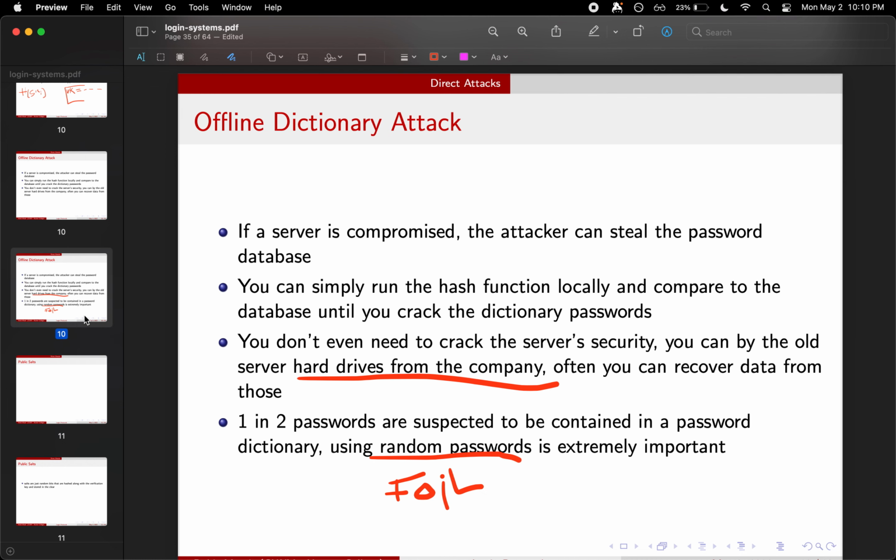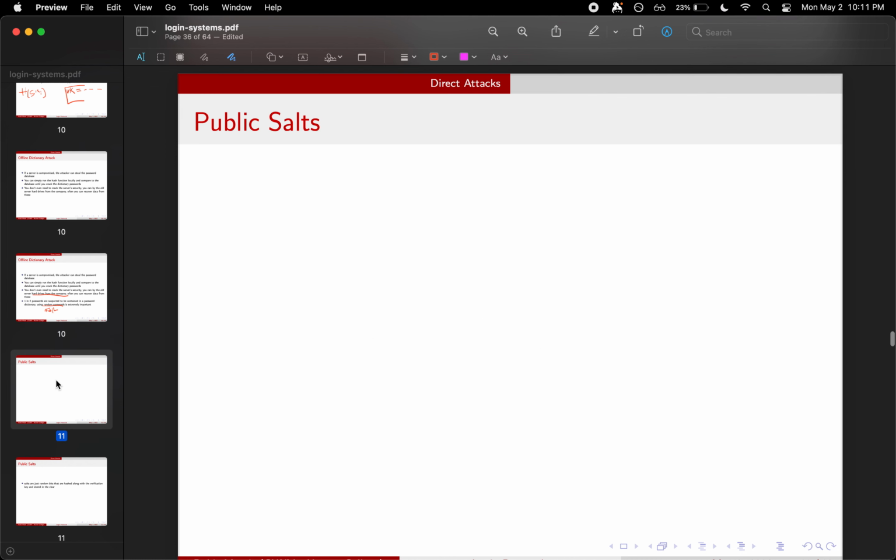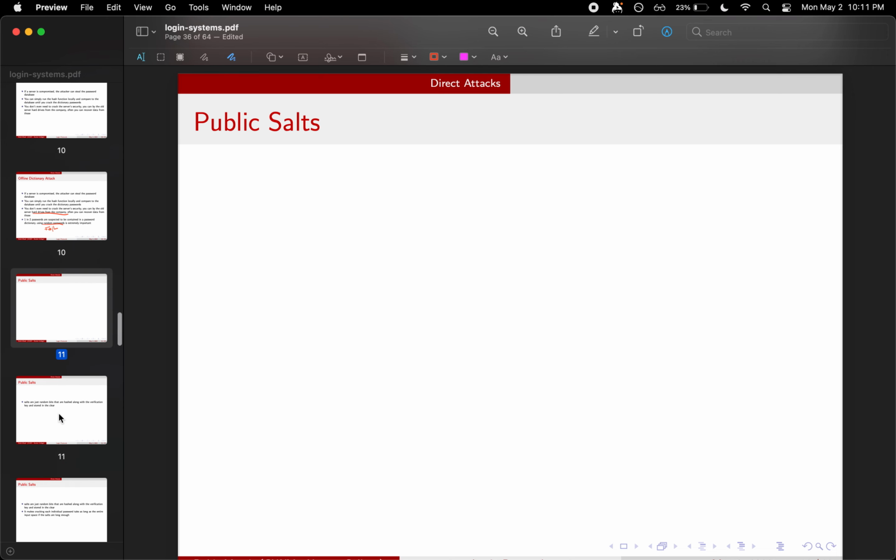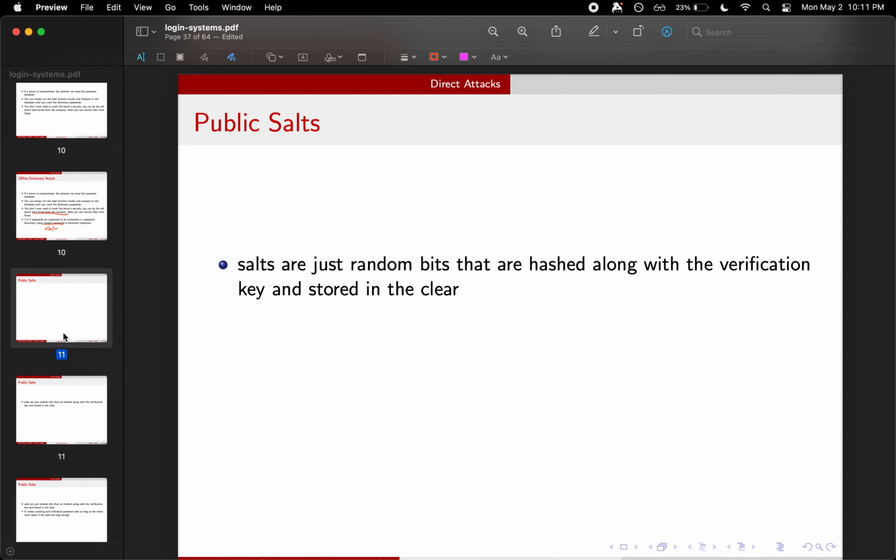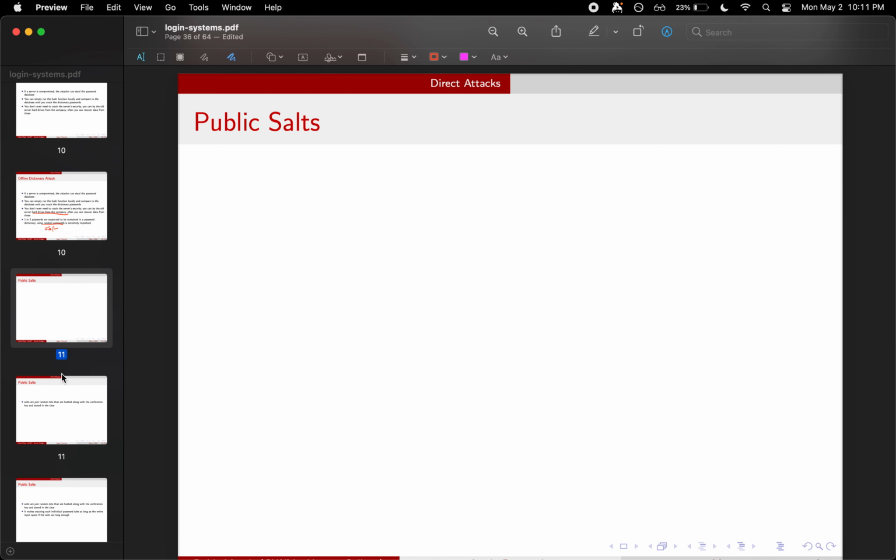Okay, so we have to recognize that users are not perfect, and they're going to sometimes use non-random passwords. So with that, we need to do something called salting a password. And what salting a password does is it protects the password by adding a little bit of randomness to it.